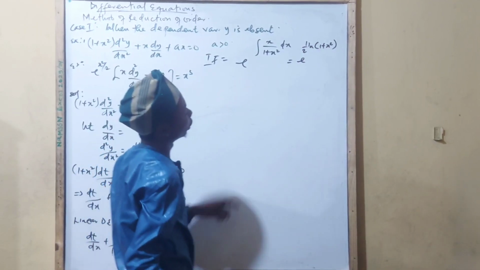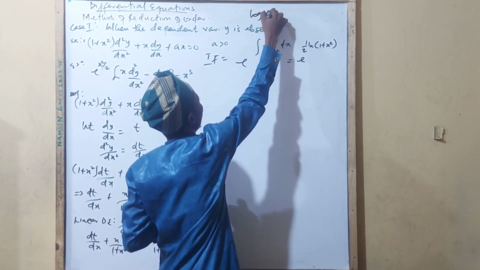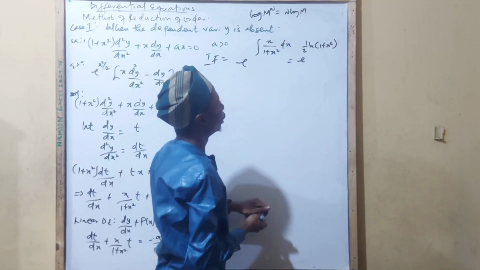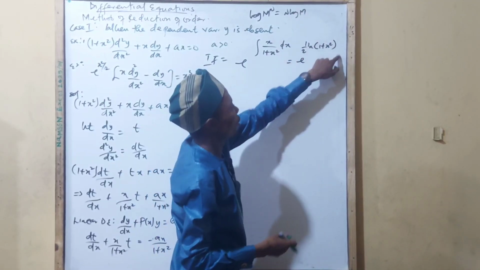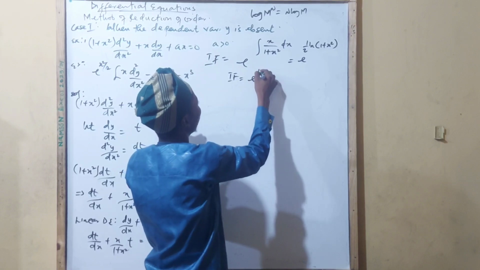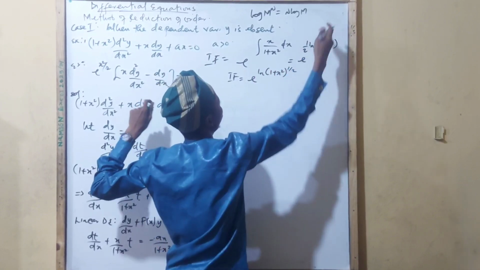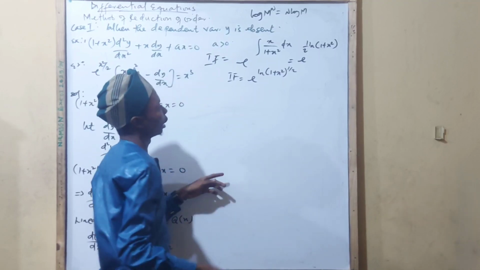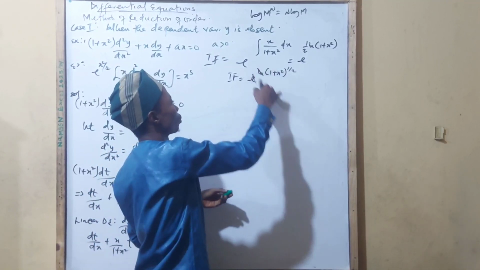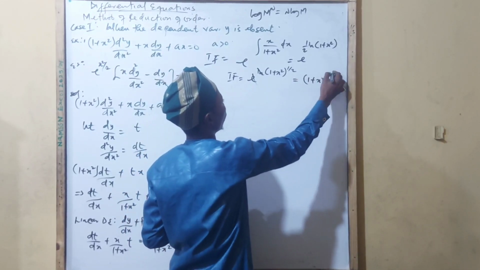Because of the properties of logarithms, if I have log m raised to power n, it will turn to n log m, right? So we have half log 1 plus x squared. So we can say that our integrating factor is exponential of ln of 1 plus x squared, all raised to power half. We can change the coefficient to the power. And don't forget that e is the anti-logarithm and ln is the natural logarithm. Two of them will cancel out. So our integrating factor will be 1 plus x squared all raised to power half.